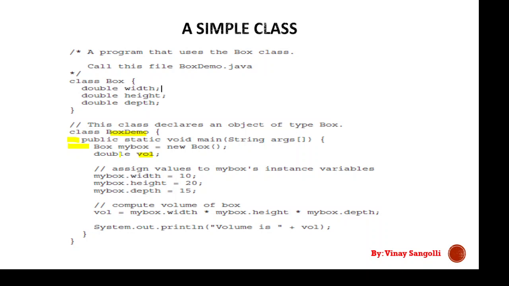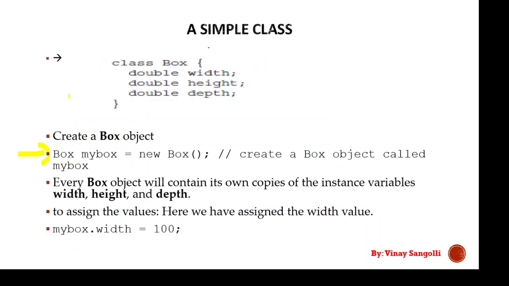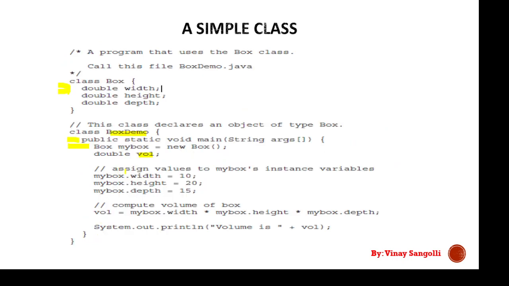Now we will try to get the variables of the class Box. How to get these variables? That also we have seen just now. We can get those variables with the help of the dot operator. You can see here, myBox dot width, the value we have assigned is 10. myBox dot height, the value assigned is 20. myBox dot depth, the value assigned is 15.